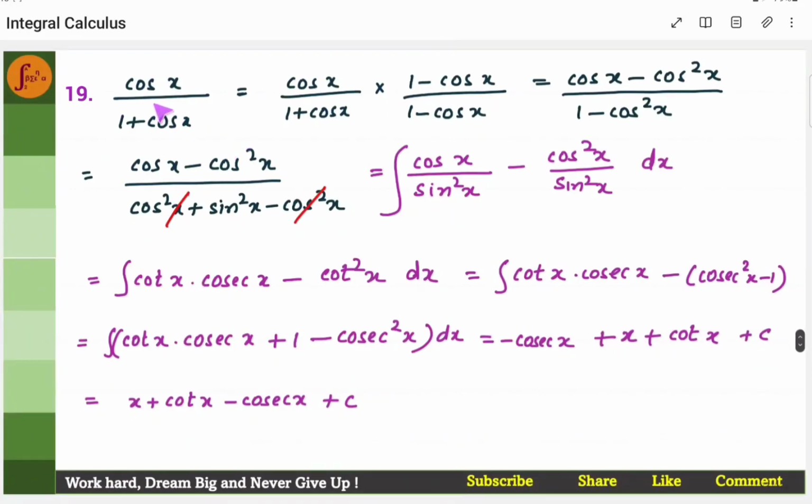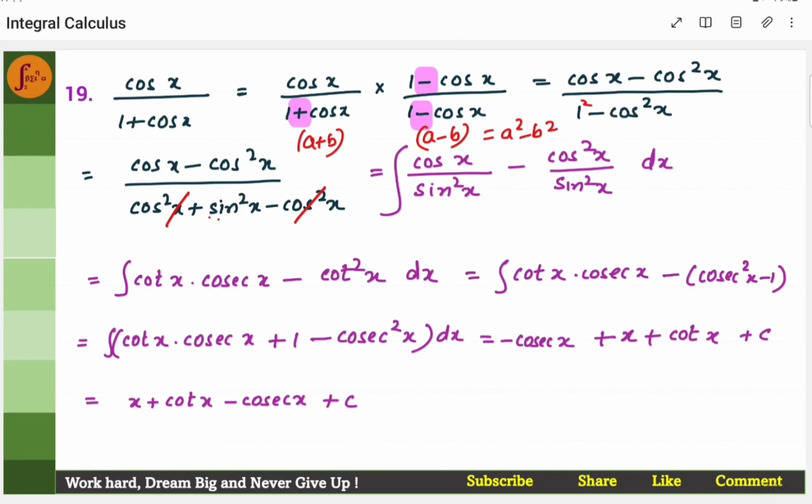Now this is another one. Cos x by 1 plus cos x. You can rationalize, multiply and divide by the denominator. Rationalize the denominator. So you multiply and divide by 1 minus cos x and 1 minus cos x. Right? You have plus here. You take the reverse sign. You take the minus sign and multiply and divide. So I'll get 1 minus cos square x here. Right? This is of the form a plus b and a minus b, which is nothing but a square minus b square. 1 square minus cos square x.